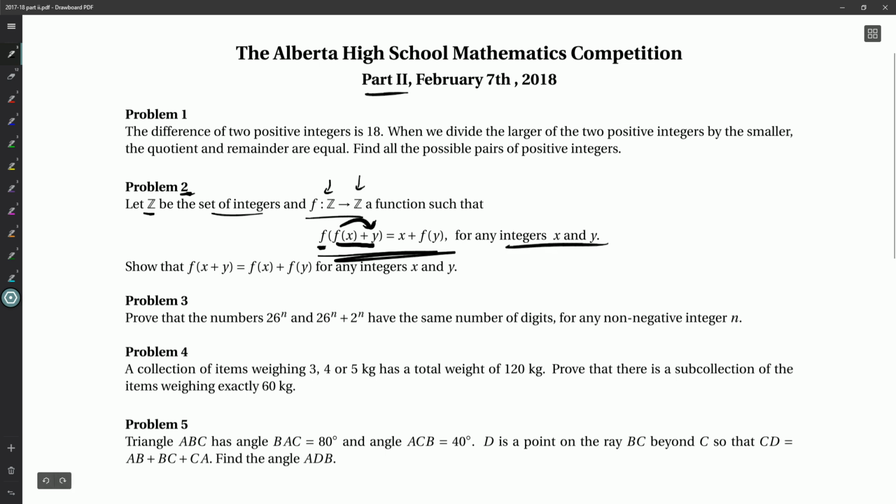Anyway, this works for any x and y, and what we want to show is that f of x plus y is f of x plus f of y. So what they're saying is, if my function on integers has this property, I must have the plus signs pop out. If an f can rearrange this expression, plus signs pop out.